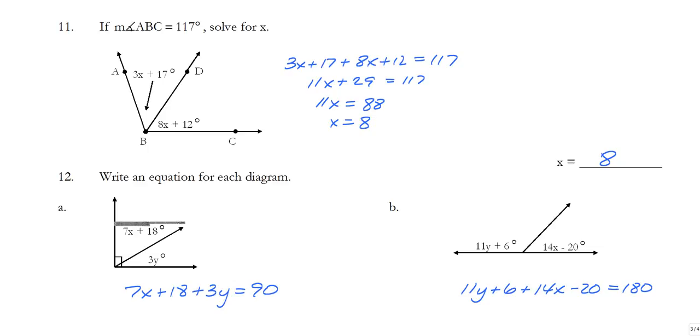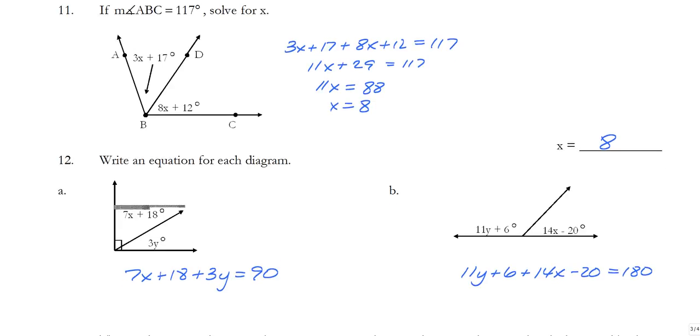You can't solve 12 A and B unless you were to use a system, but we were just practicing writing the equation. You were not asked to solve.